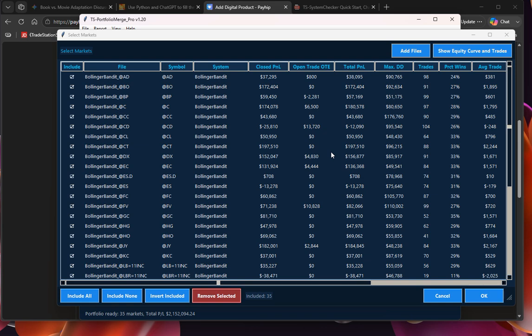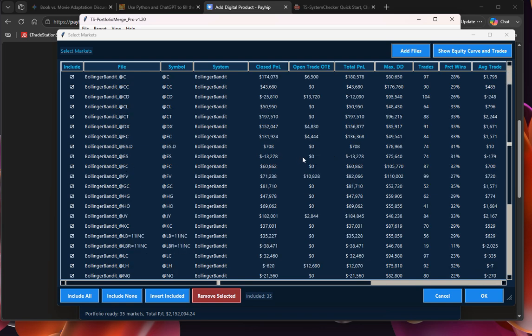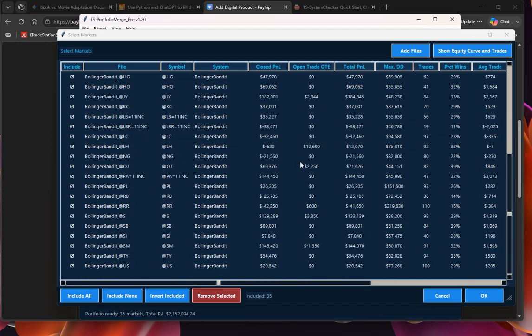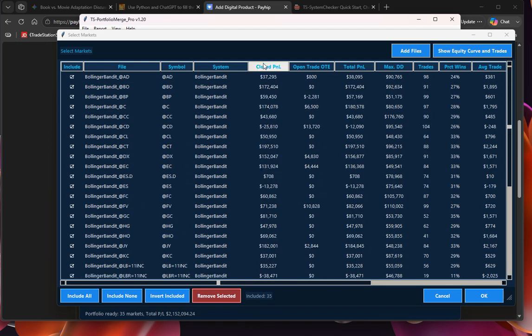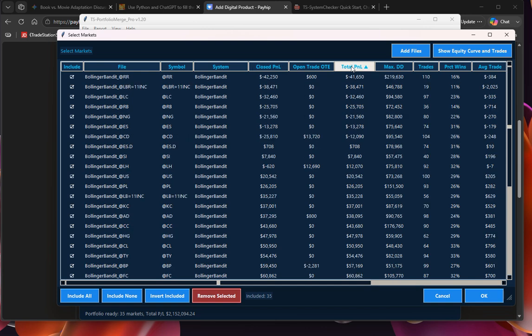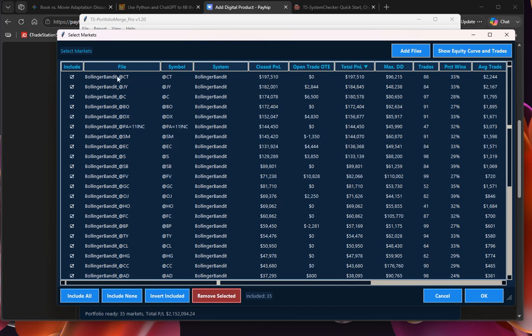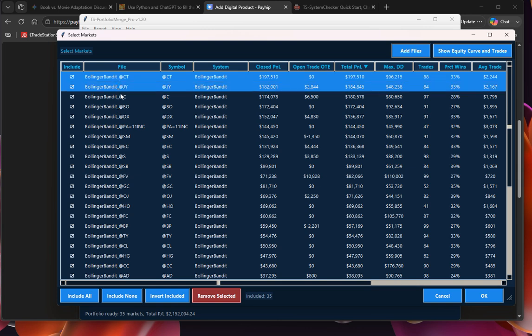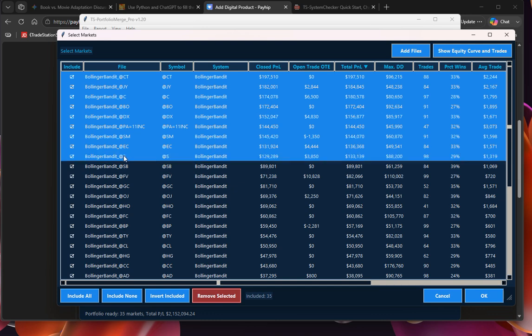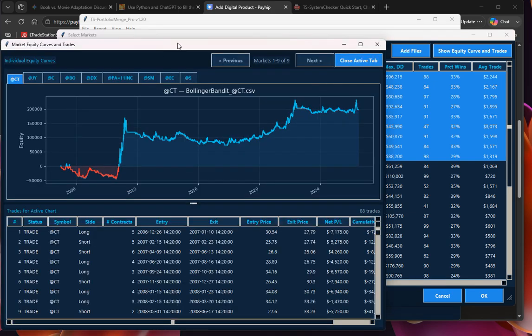This spreadsheet-like format highlights all the markets that I've converted from XML or CSV, and I can sort these based on closed P&L, open trade equity, or total P&L. We're going to sort based on total P&L, and I want to see these top 9 performing markets. So I can just say show equity curve in trades, and here we go.